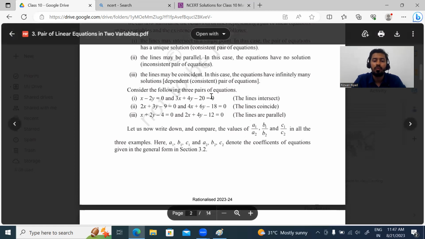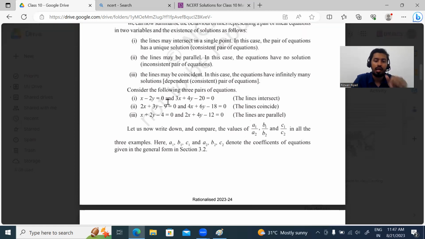Consider the following three pairs of equations: x minus 2y equal to 0 and 3x plus 4y minus 20 equal to 0. Here the lines intersect. This is the first case. They are intersecting at one point. You can find it if you draw the graph. I will explain how to draw the graph later. For now, just understand that it is an example for intersecting lines, or a pair of linear equations with exactly one solution, a unique solution. You can see this after drawing the graph, or by looking at the coefficients itself. That also I will explain later. First, understand that this is an example.